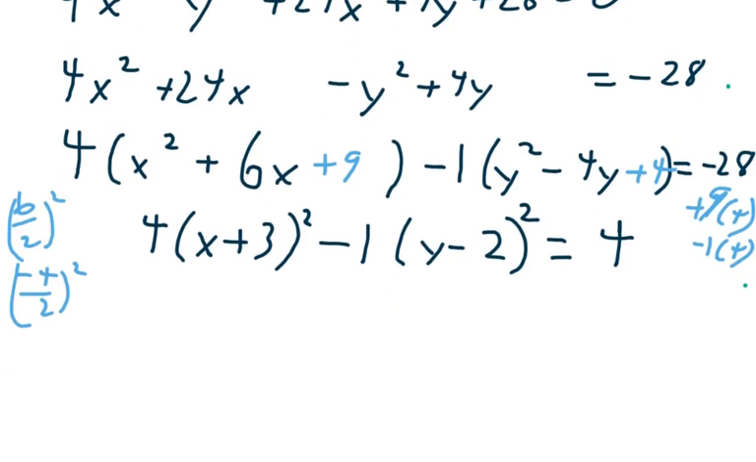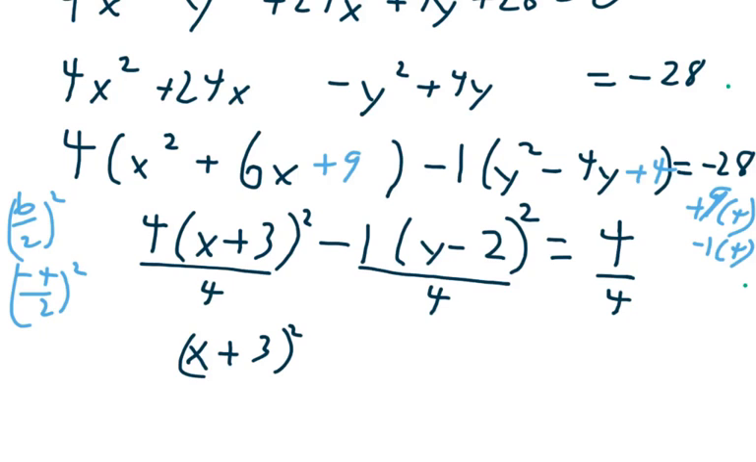So the last step is this right side needs to be a 1, so I have to divide it by 4. So we divide everything by 4. So I got x plus 3 squared. Now, just for the sake of if I had to graph this, I would put it over 1, minus y minus 2 squared over 4 equals 1.